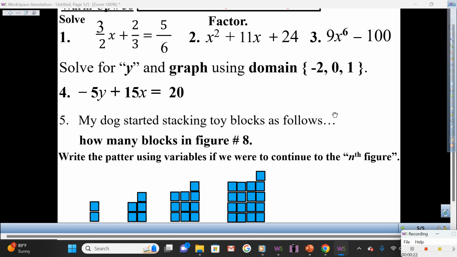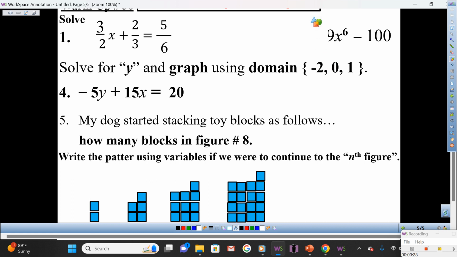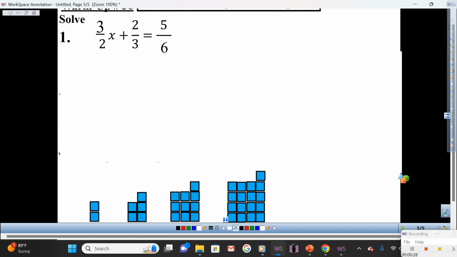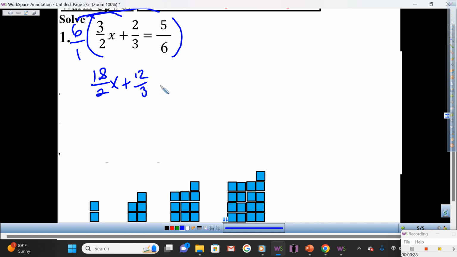So, start with number 1. Anthony, what do I do first? Multiply everything by 6. Everything or the numerators? Numerators, yes, because if we put this over 1, 1 multiplies the denominators. So this is 18 over 2x plus 12 over 3 equals 30 over 6.